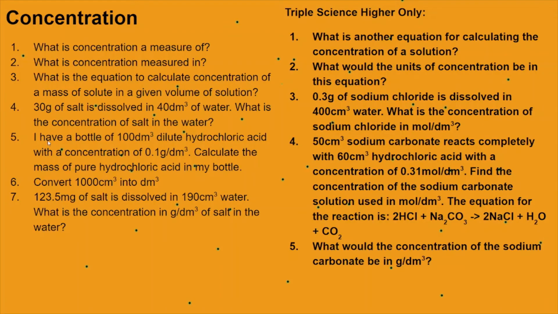0.75. Once again, I have a bottle of 100 decimeters cubed of dilute hydrochloric acid with a concentration of 0.1 grams per decimeter cubed. So this time we're given the concentration and the volume, so you've got to rearrange the formula so that you can figure out the mass of hydrochloric acid that you have. So obviously if you times both sides by the volume, concentration times volume is going to give you the mass. So we have 10 grams because 100 times 0.1.